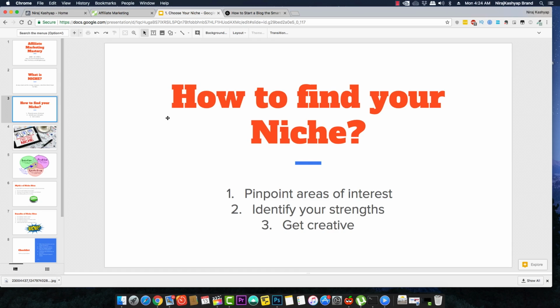The second thing is to identify your strengths. You may be a doctor, a lawyer, a professional, a student, or an athlete, or whatever you are doing in your life. Obviously you have certain strengths. Everybody does. You just need to figure it out. Once you know your strengths, you can use them to your advantage in your niche site.